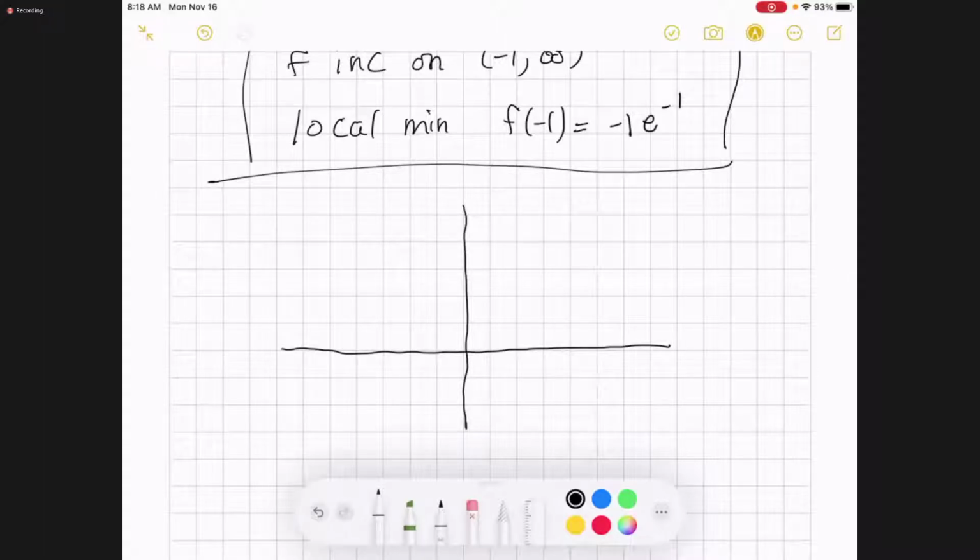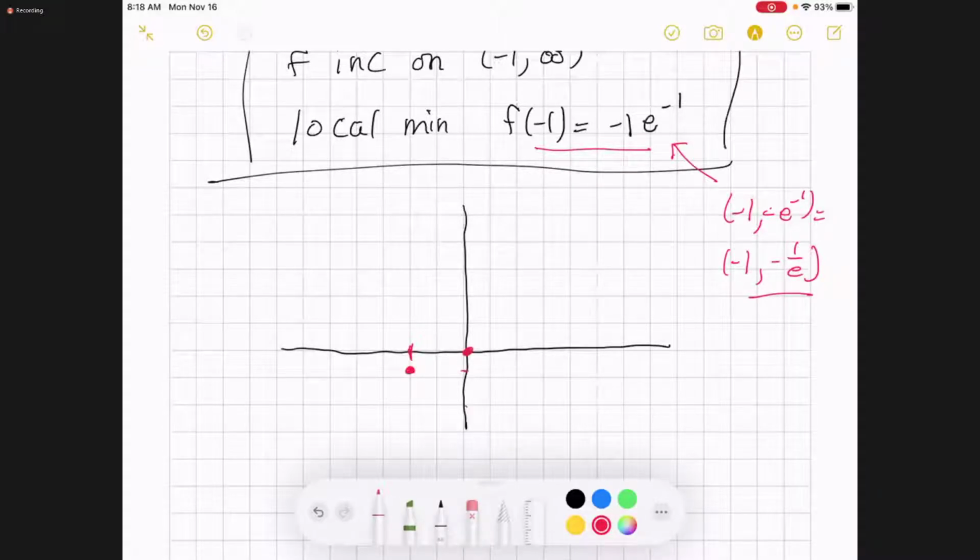maybe, let's see, well, I know that the origin's on there. That's both intercepts. That's a point on the graph. I know another point on the graph, the one where the local minimum occurs, okay? And that's minus one, minus e to the minus one, which is minus one over e. That's another point on the graph. Okay, so I'll call that minus one. And one over e, e's about 2.718. So more or less a third. Okay, good enough for our purposes. So minus about a third. I'll call that right there.